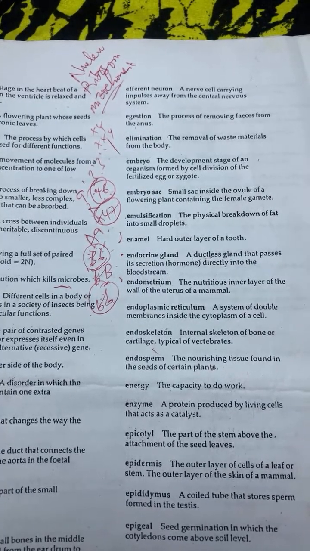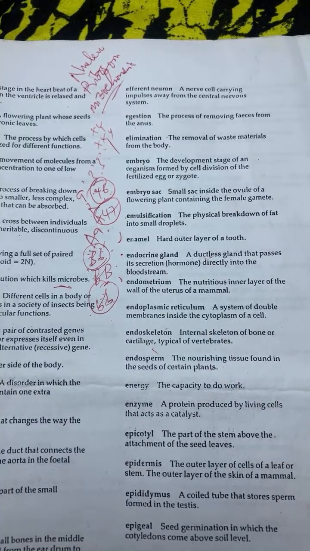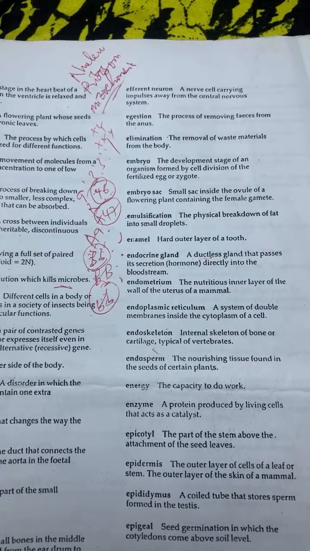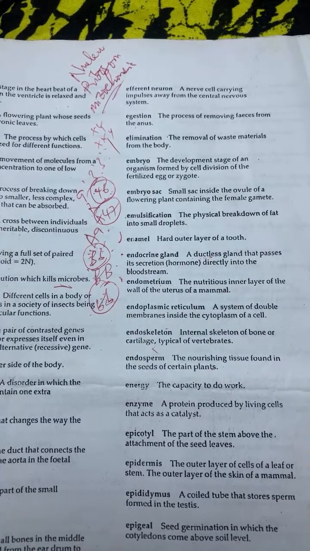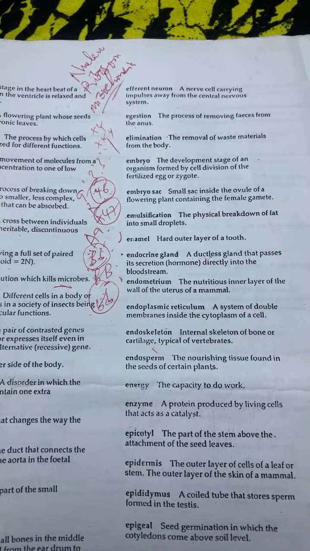At the end of the day, what I want you to understand is that both of them are outer layers. If it was in plants, we're talking about outer layers of cells of leaves or stem. If it was an animal, we're talking about outer layers of the what? Of the skin of a mammal. So your outer layer is called what? Epidermis. But if you are looking at leaves, the outer layer is also called what? Epidermis. I don't know if you are following.